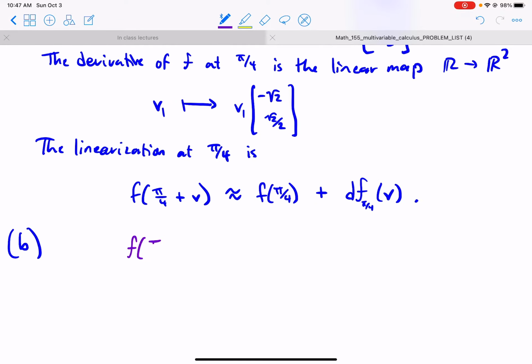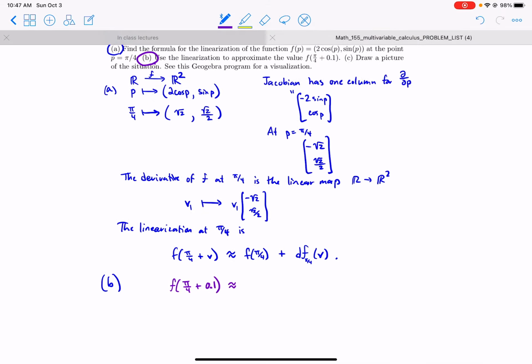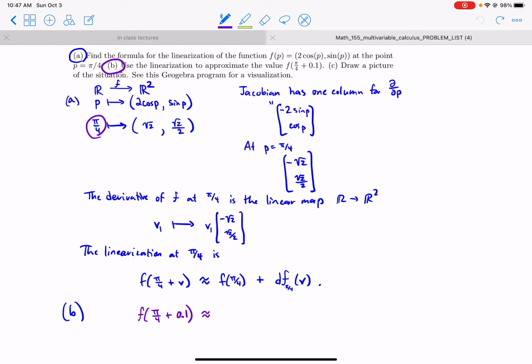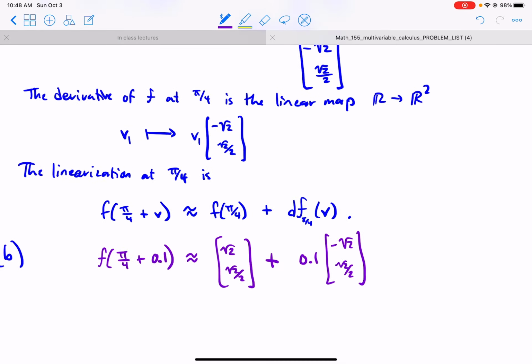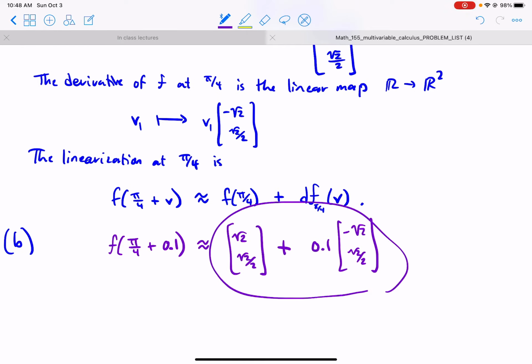So f of pi over 4 plus 0.1, our input space is the real line, so we're just moving a very small amount to the right. Well, that's f of pi over 4. Pi over 4 goes to this vector, so I'm going to write it as a column. That point plus the derivative when I plug in 0.1 times this. Okay, so this is our approximation for this output. It won't be exactly correct.